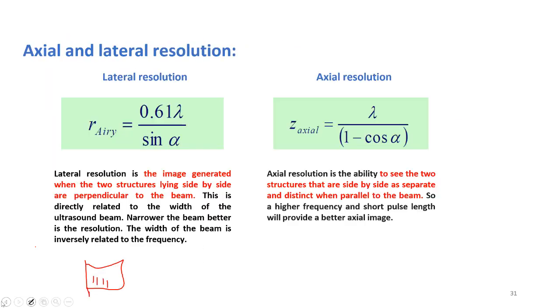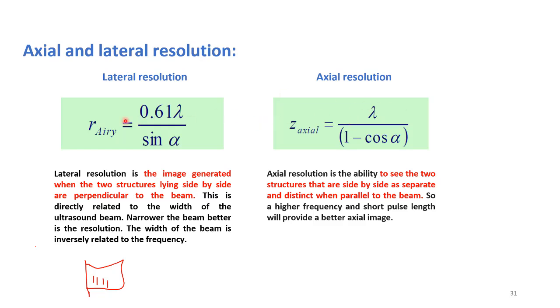And the axial one is the ability to see the two structures that are side by side as separate and distinct when parallel to the beam. Suppose there are stacked patterns in the z direction. If we are able to stack the image in the z direction, that will give us the axial resolution, that is the resolution in the z axis. That is because the higher frequency and short pulse length will provide us a better axial image, because it depends upon the lambda.